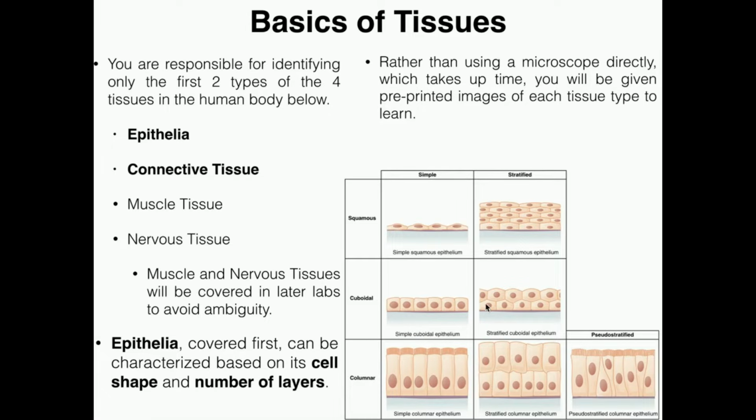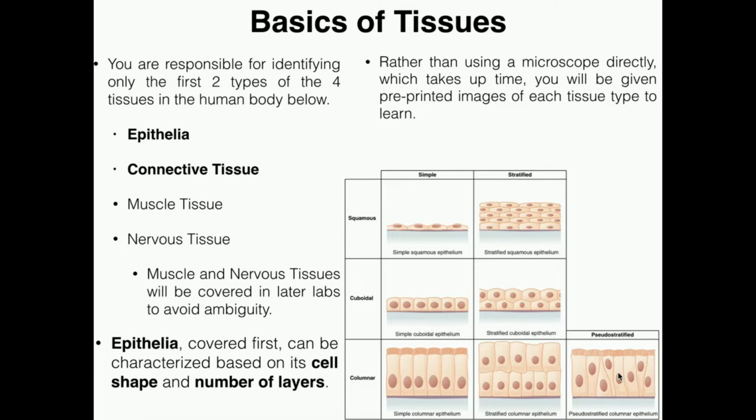And you can follow the same pattern down here. Here I have cube-like or square-like cells, but there's one layer of them. So this would be simple cuboidal epithelium. Whereas in this case, the cuboidal cells are stacked in multiple layers, so this would be stratified cuboidal. Down here, we have one layer of columnar cells, so this would be simple columnar epithelium. These are stacked in multiple layers, so these would be stratified columnar. And in general, the ones we're going to be looking at in this class are going to be simple squamous, stratified squamous, simple cuboidal, and simple columnar, along with one other.